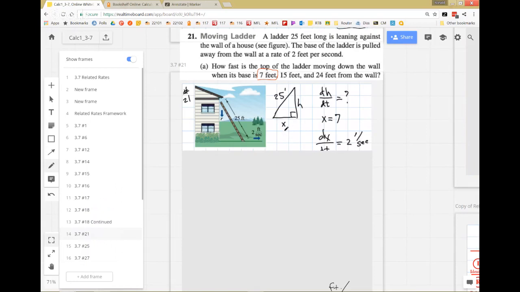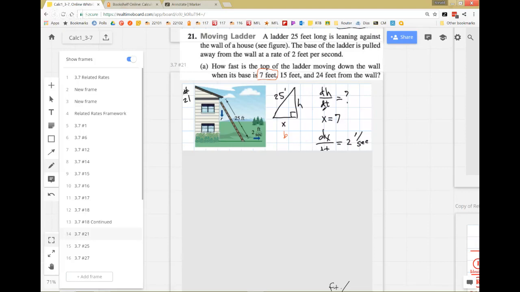The base is, that means this X guy on the bottom here. All right, we already know X is 7. And I made a little sketch. The hypotenuse is the length of the ladder, 25. The height, we don't know. That's H. Or do we know? No, we don't know H. Gotta double check.